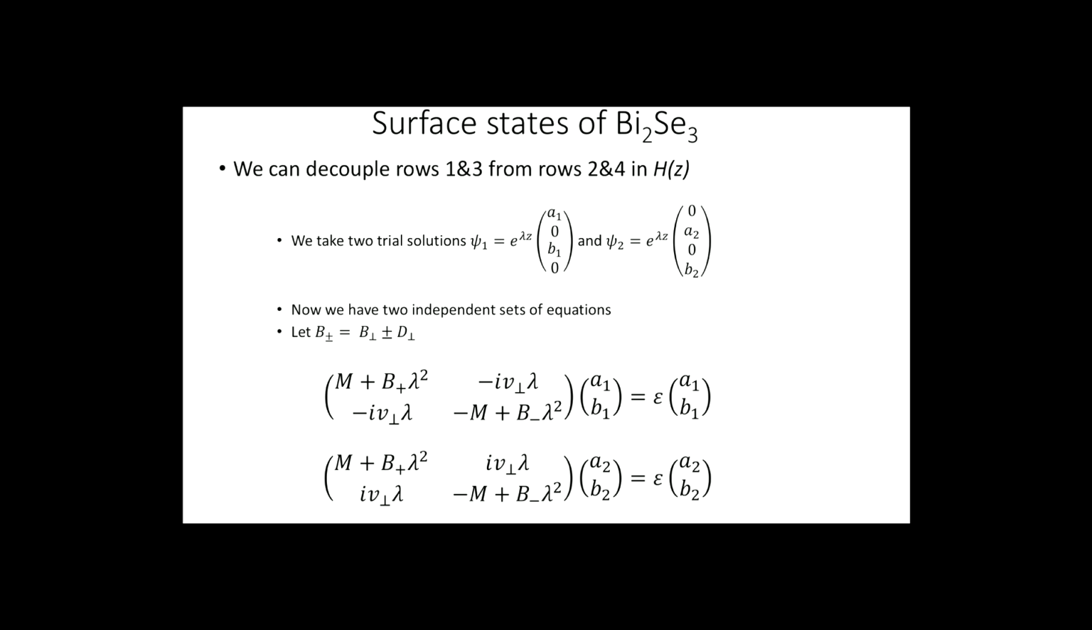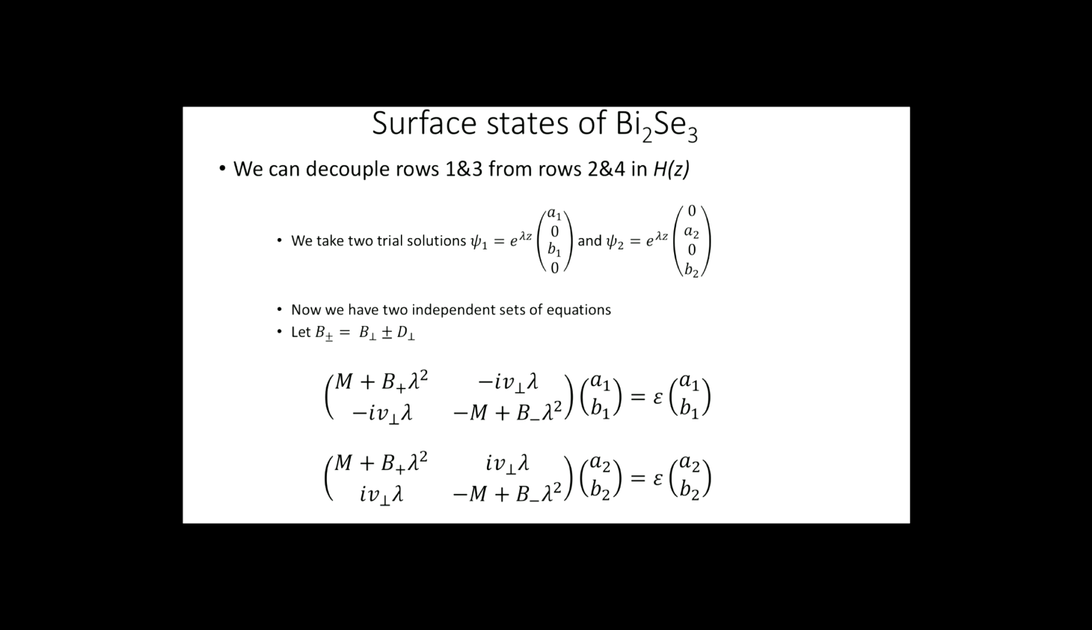So because of this, we can take two trial solutions. One of them is going to be e to some exponential, so we want states that are localized near z equals 0. This exponential is going to turn out to be negative. One finite matrix element, A1, and another finite element at number 3, B1, and exactly the same thing for the second matrix, for rows 2 and 4, except now we have A2 and B2 as the second and the fourth elements. So we have two independent sets of equations.